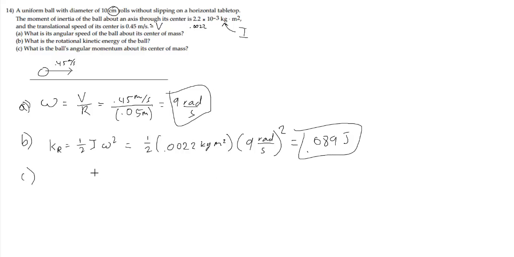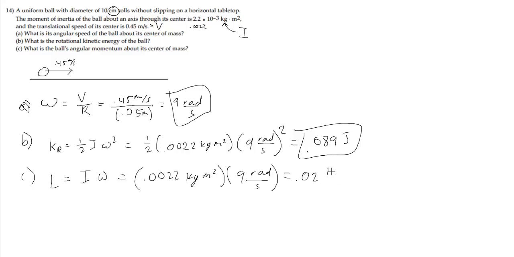And last but not least, what is the ball's angular momentum about its center of mass? And we know that L is equal to I omega, so this is just 0.0022 kilograms meters squared times 9, which is just 0.02 about kilograms meters squared per second. That is just what the units are. That's kind of just how they work out. There's no special trick here. So this again was also a plug and chug.